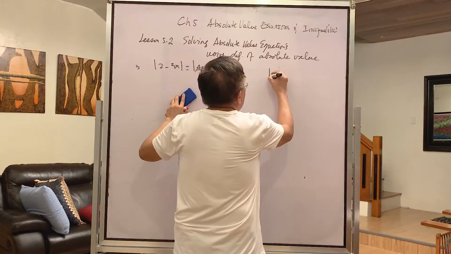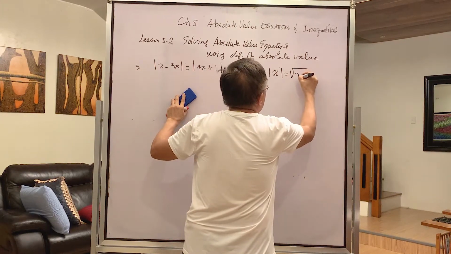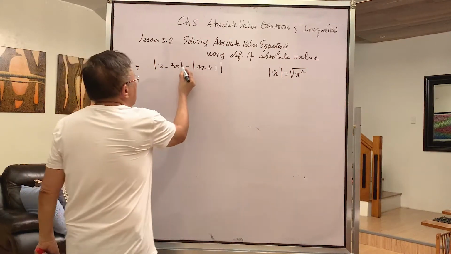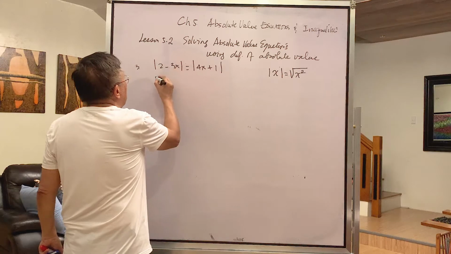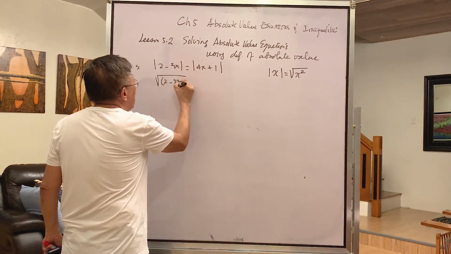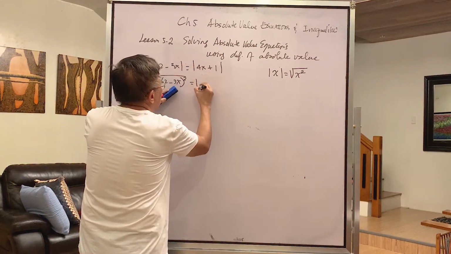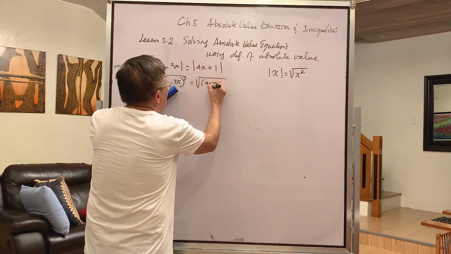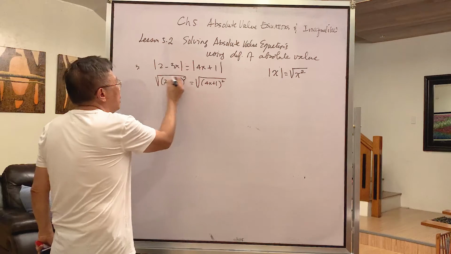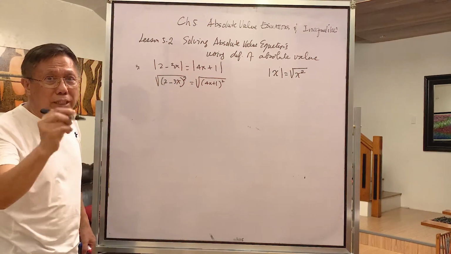Remember when you were in the lower years, this absolute value of x here is actually the square root of x squared. So, I can actually rewrite this absolute value by saying that it will be the square root of (2 minus 3x) squared. And similarly, I can have this as the square root of (4x plus 1) squared. Now, I will not cancel the index here because doing that will be losing a root.